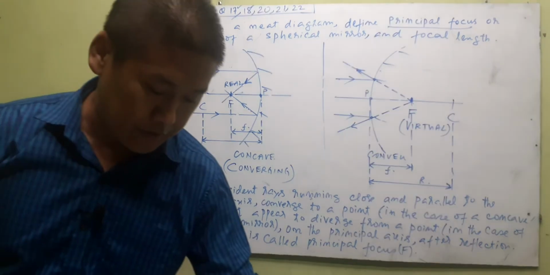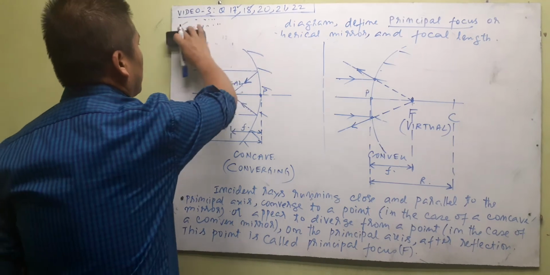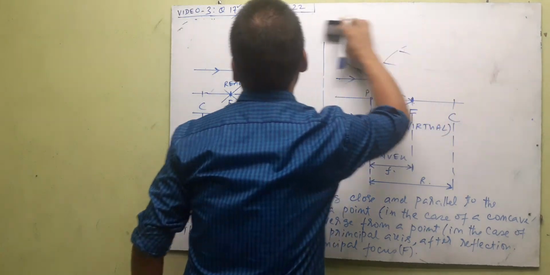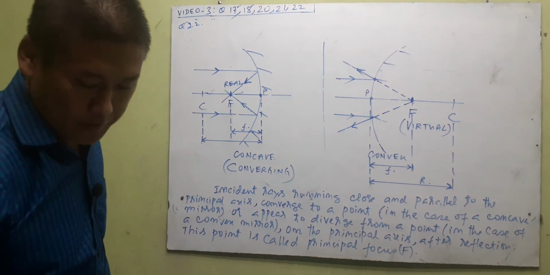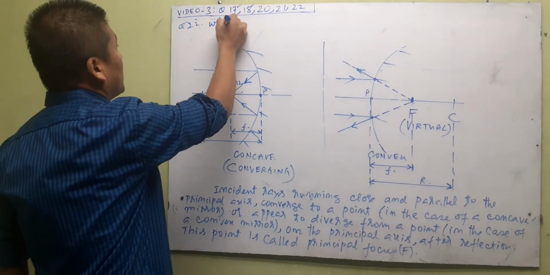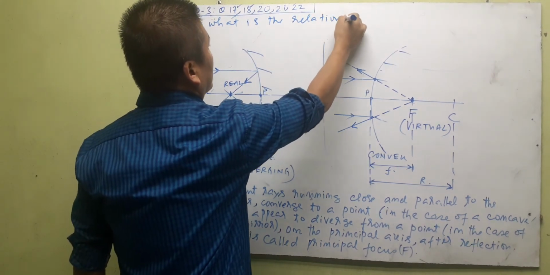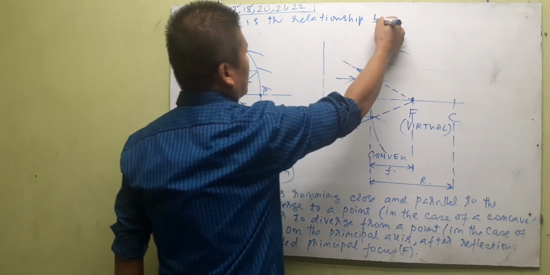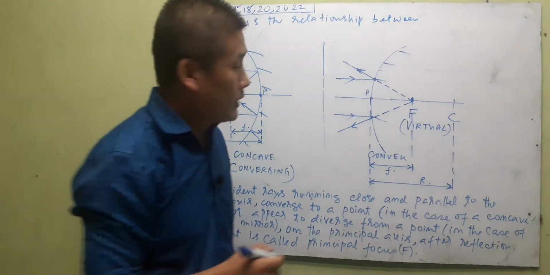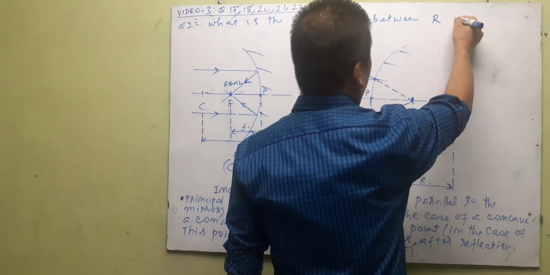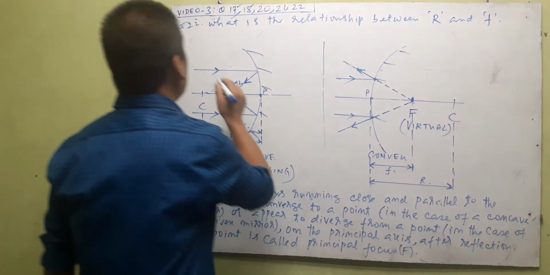Now let us read question number 22 first, then we'll come back to 21. Question number 22: What is the relationship between the radius of curvature, R, and the focal length, small f? Okay, so just write this one.